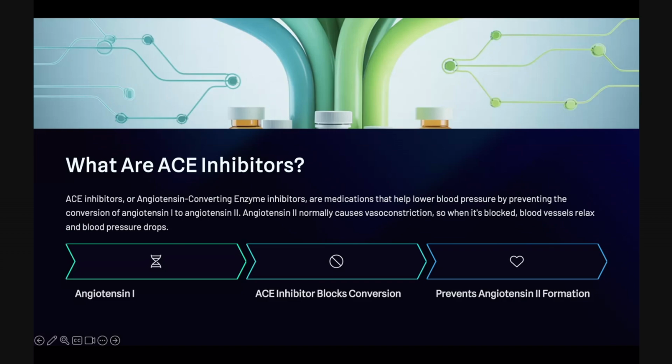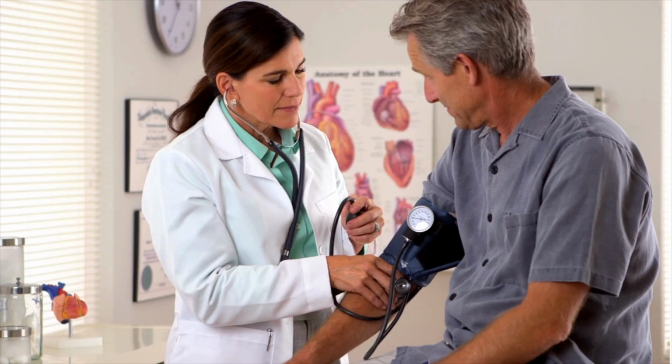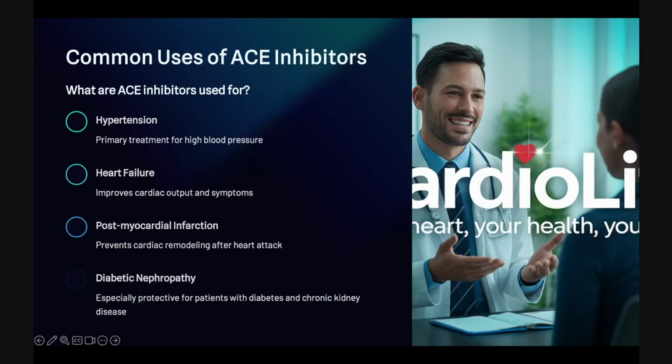Common use of ACE inhibitors, when you're tested NCLEX-wise, is mostly going to be for high blood pressure, especially when you're first starting out. So you really need to know that it's for high blood pressure, hypertension. Other uses include heart failure, where it improves cardiac output and symptoms, post myocardial infarction, so after a heart attack, and diabetic nephropathy. It's renal protective, so it helps patients with diabetes and chronic kidney disease.